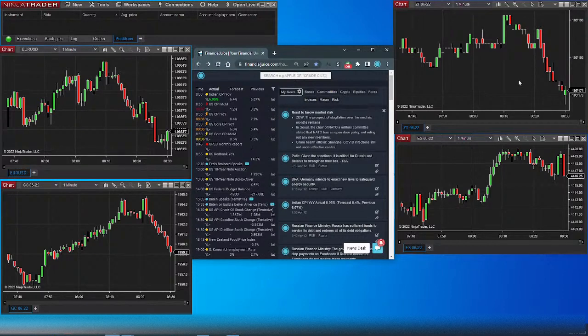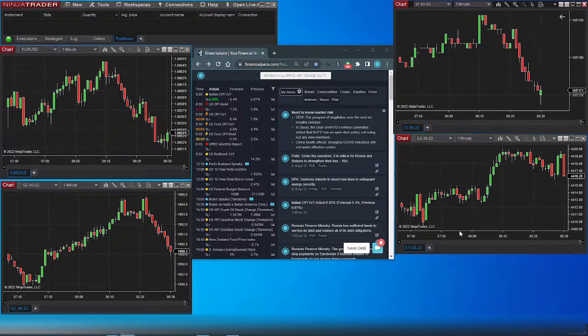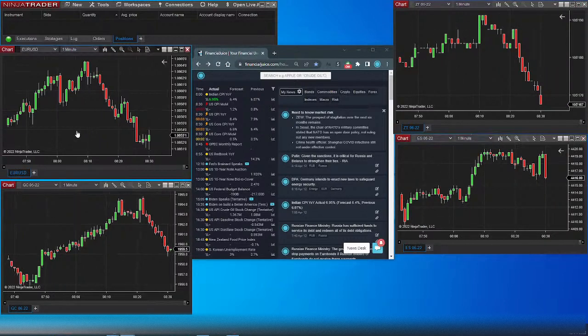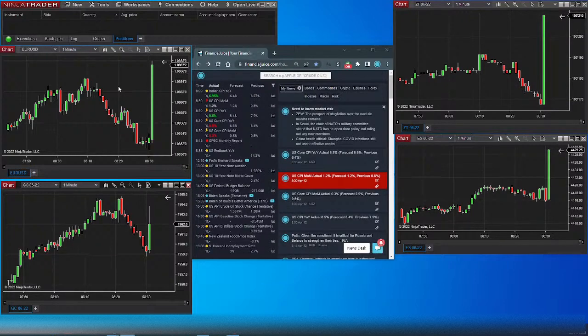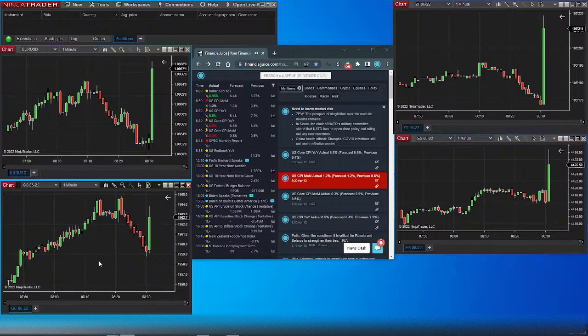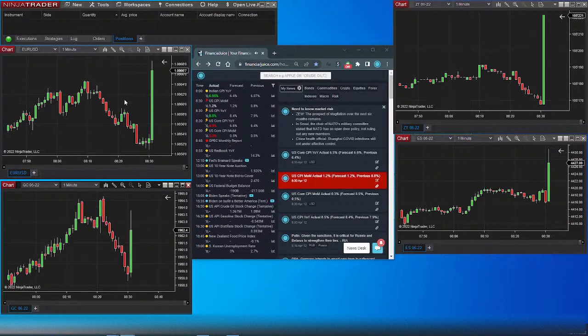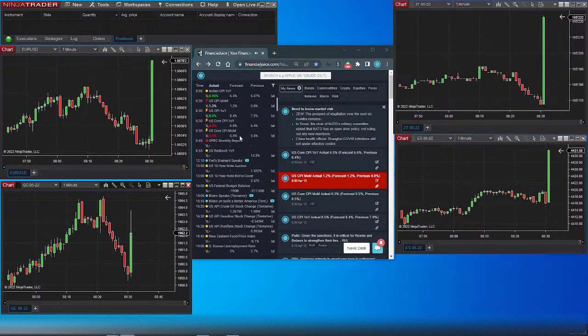Less than 10 seconds. So I've got my 2-year, S&P, euro dollar, and gold. Whoa, okay. CPI 8.5%. CPI month on month 1.2%. That's much higher than expected. Core CPI year on year 6.5%. Core CPI month on month 0.3%.